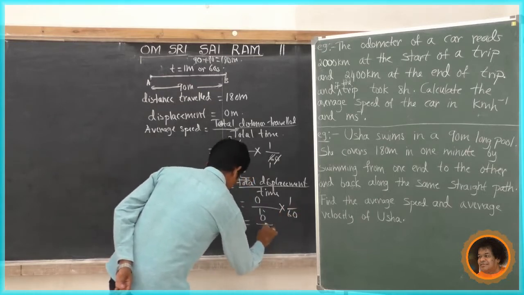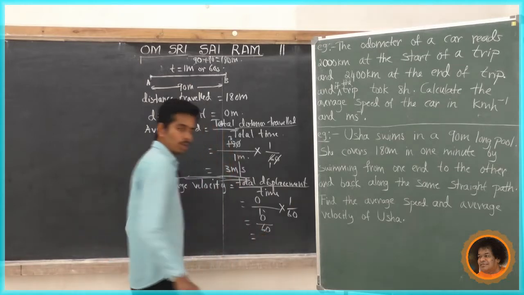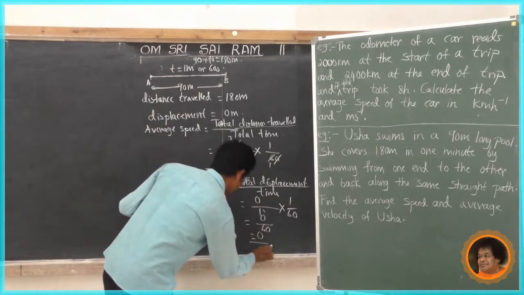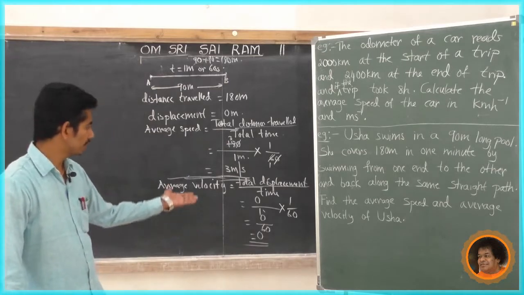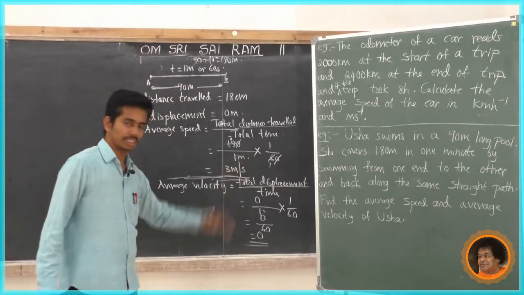Or it is 0 by 60. What is 0 by 60? 0 by 60 is 0. So this is average velocity. So average velocity is 0. What is the average speed? That is 3 meter per second.